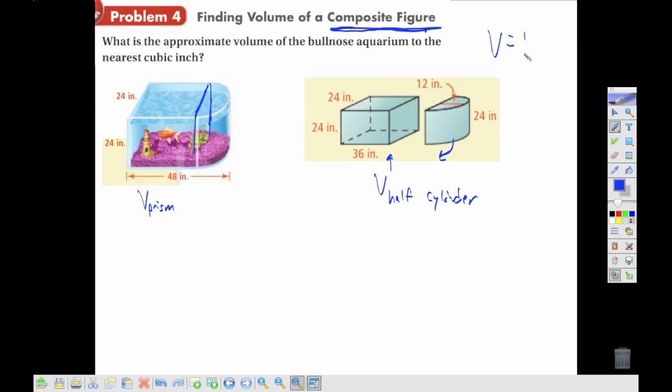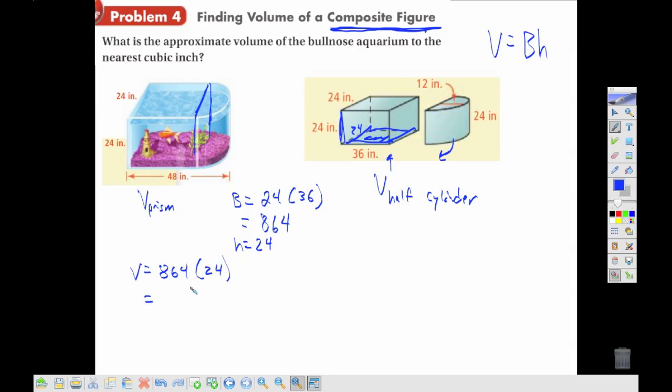Now in both cases we still want to think about our volume as being the area of the base times the height. So for my prism I can just think about this. We could think about our shortcut just using length times width times height. But if I look at my base here, my base would be this part down here. I could go with 24 times 36, which will give me 864, leaving me with a height going the other way of the 24. And so my volume of that prism would be 864 times 24, or 20,736 cubic inches.